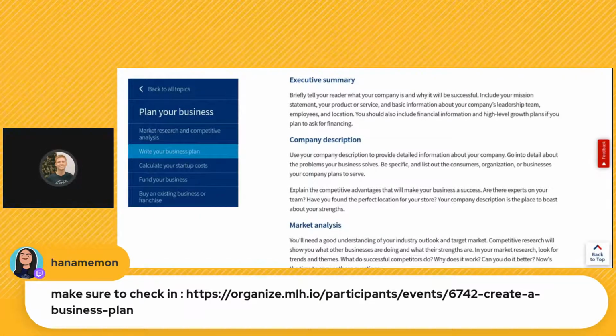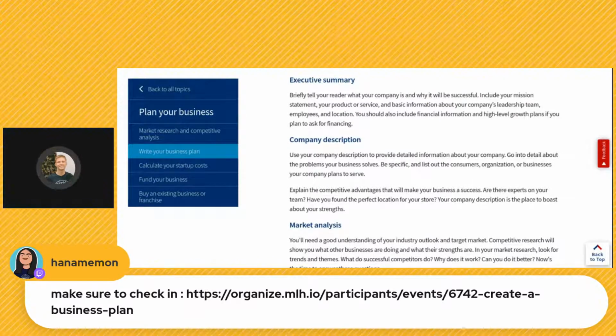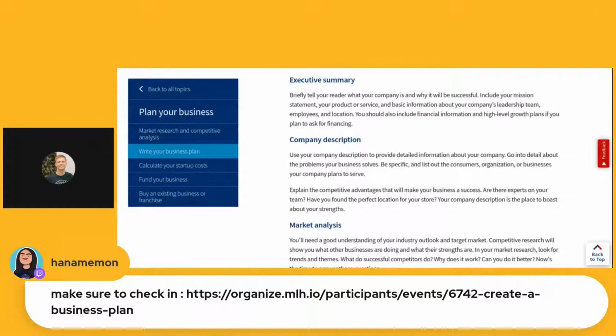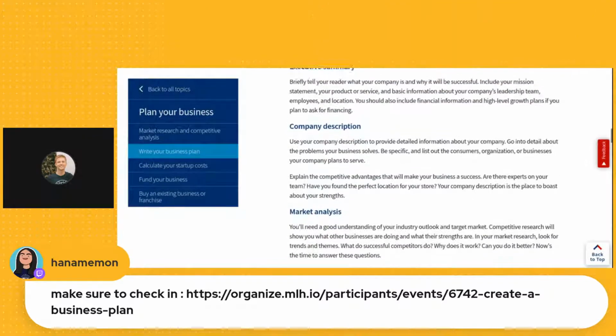Everything that you write in the business plan should refer back to the structure and function of your company, and also the key ingredients that will make sure that it's successful from a commercial perspective. So you'll want to include information about your product or service, the basic information about the leadership team, employees, and location. You also want to include financial information and high-level growth plans if you plan to ask for financing.